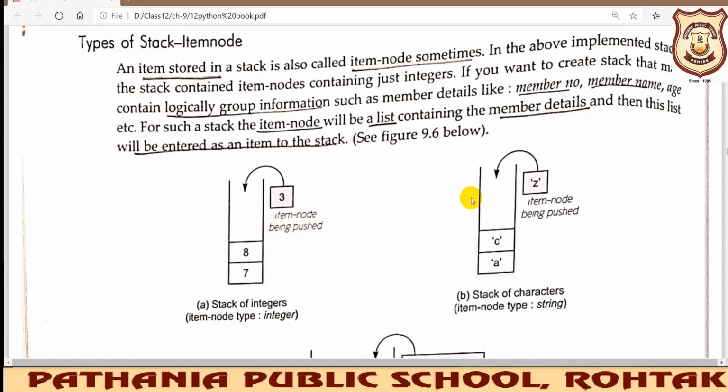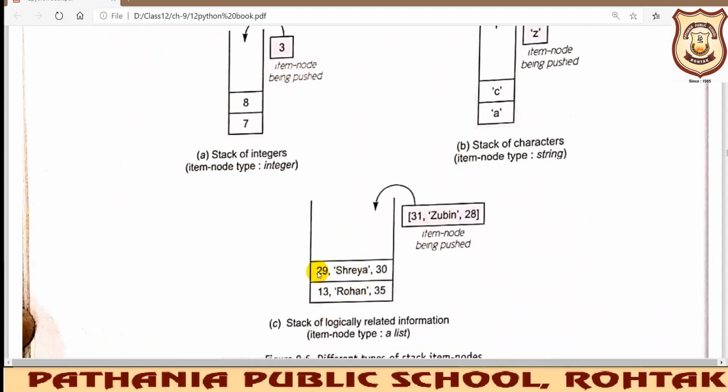And for that the representation will be like this. Roll number, name and age you are storing. So in the stack we are storing different lists. So the stack can be represented as a list also. We can represent it like this. So insertion will be done and the top will be incremented.